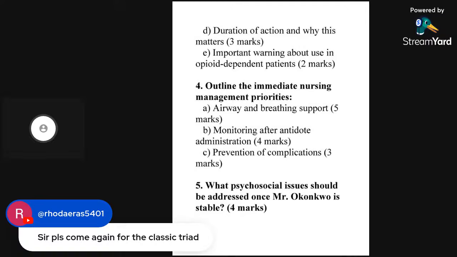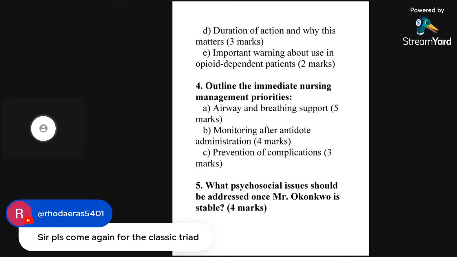Then monitor after the antidote has been given. Check for vital signs again. Check for level of consciousness. Then check if the pupil is reducing back to normal. Then check for any withdrawal symptom like sweating, nausea, then agitation. The patient is agitated. All right.